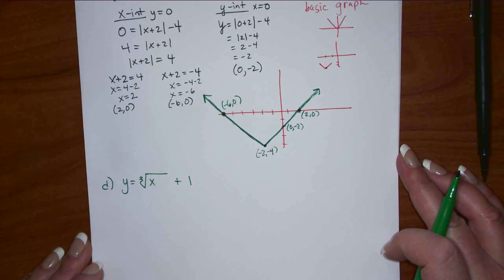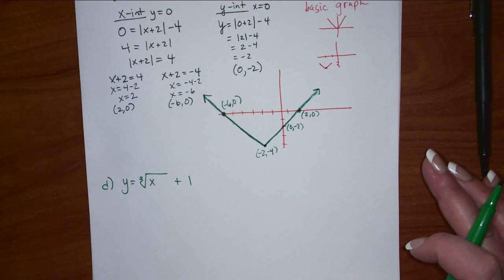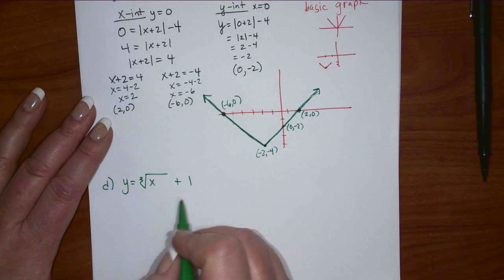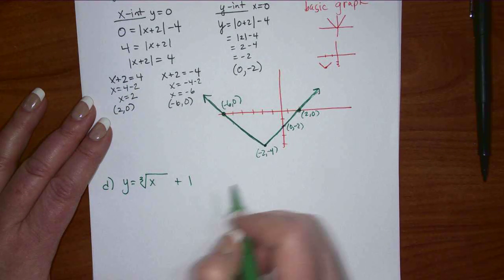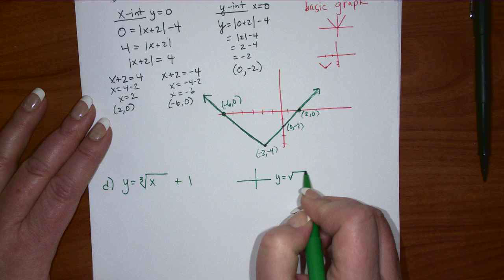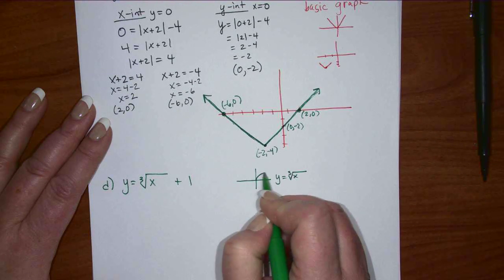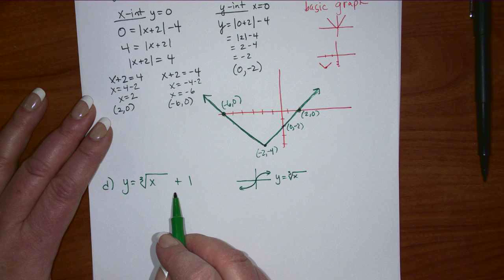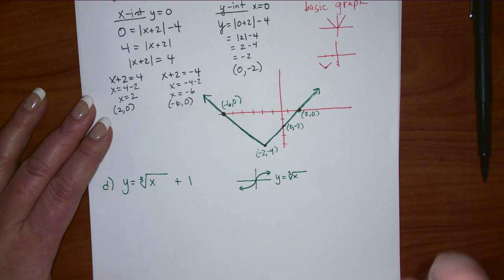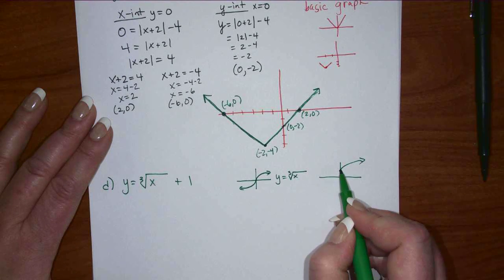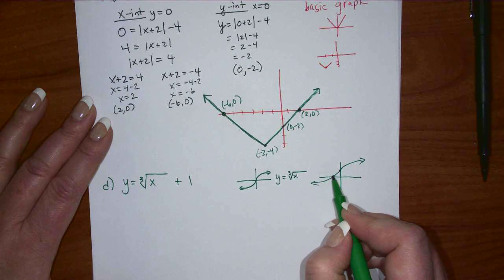The cube root of x, plus 1. Now this one is just easy. This would be more like a 1-point question. There's really not much to do. We'll do the whole process for it, but if we were drawing this, what's the regular cube root look like, the basic graph? It's two half parabolas on their side, like that. What does the plus 1 do? Moves it up 1.